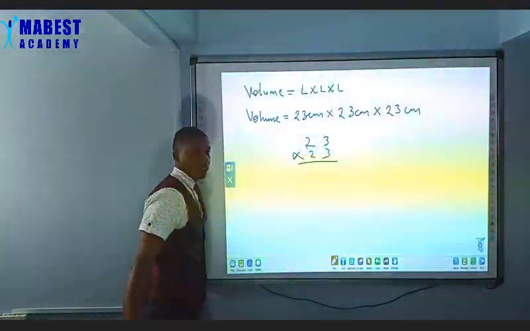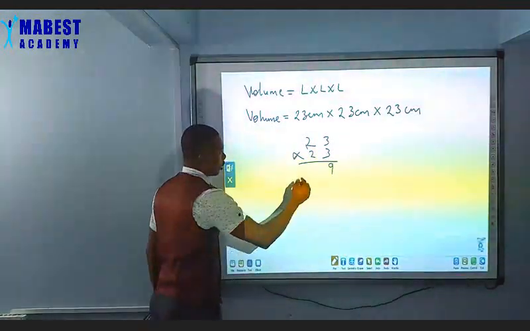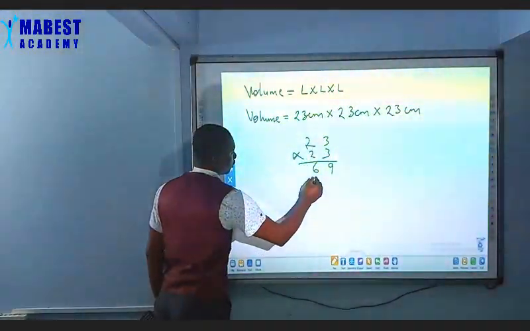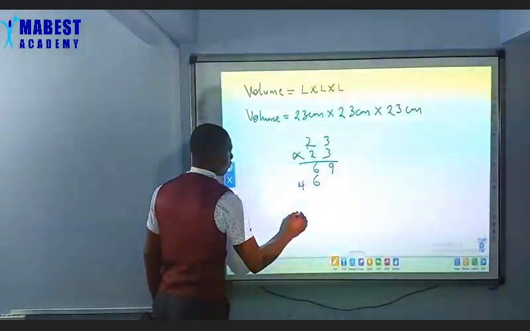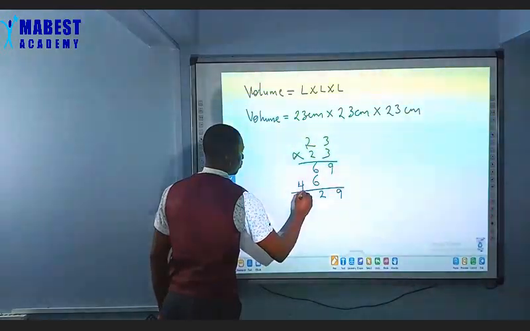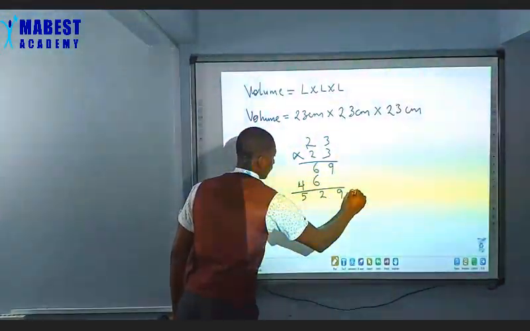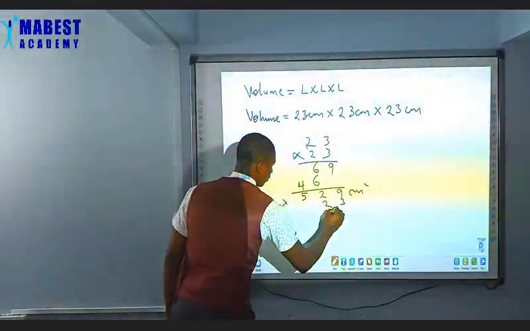3 times 3, what do you have? You have 9. 3 times 2, what do you have? You have 6. 2 times 3, you have 6. 2 times 2, you have 4. So it means you have 529 centimeter square. Multiply by the last 23 also.